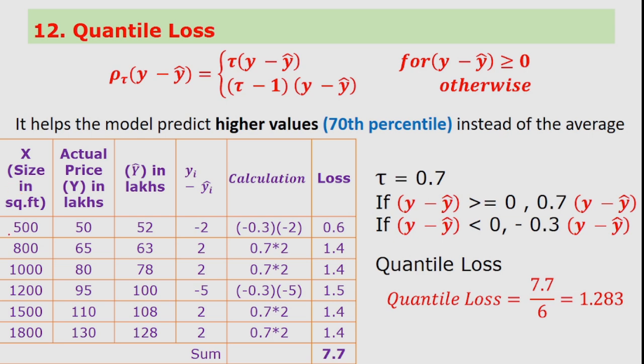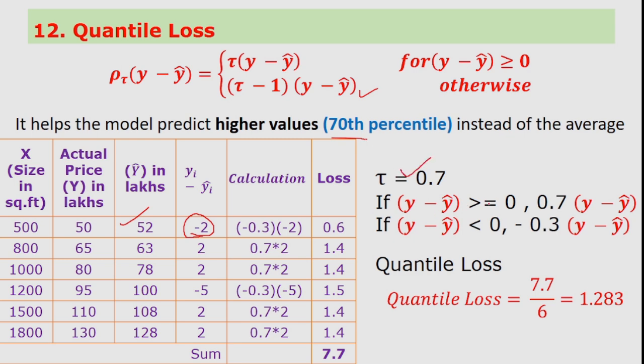We have the input size of our house, the actual price 50 and the predicted price 52, and the error is 50 minus 52, which gives minus 2. We need to go with our actual calculation. We need to check whether y minus y hat is less than 0 or greater than or equal to 0. Looking at this minus 2, it is less than 0. We need to go with the second equation. So what's the actual tau? The tau value is for the 70th percentile we are going to calculate, so the tau value is 0.7.